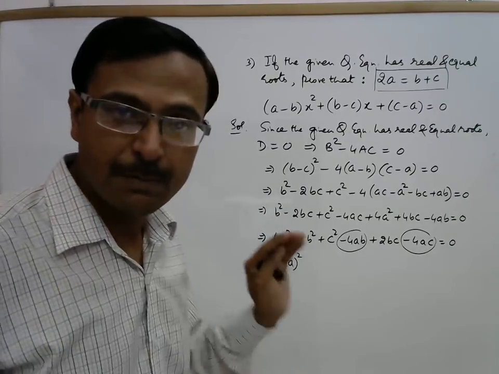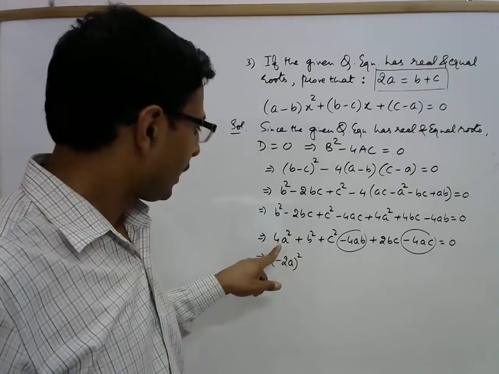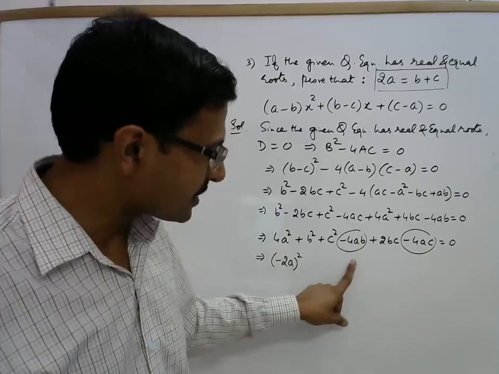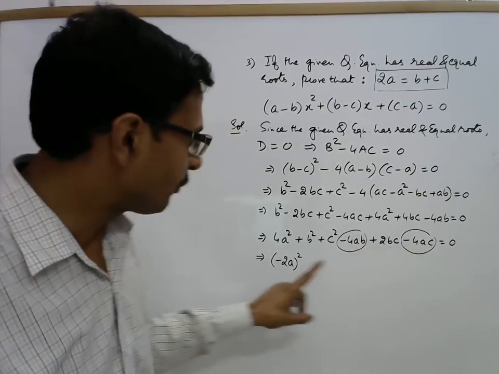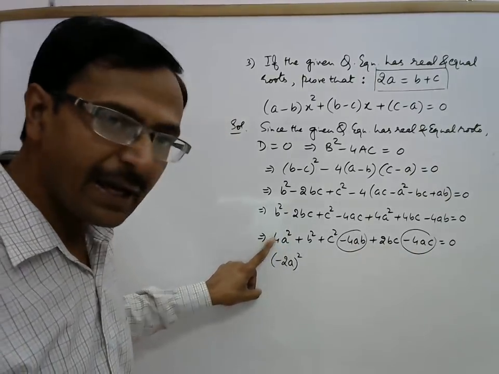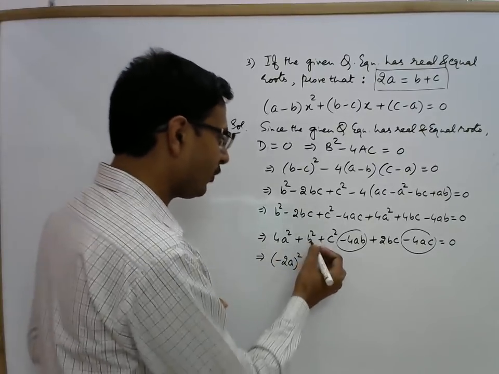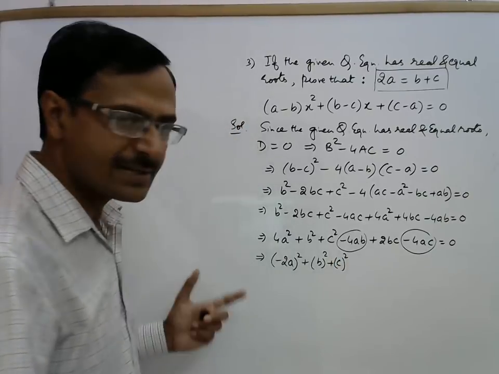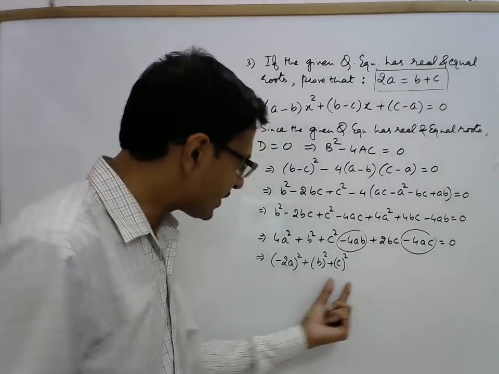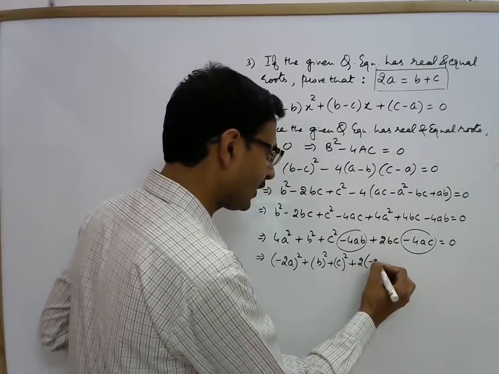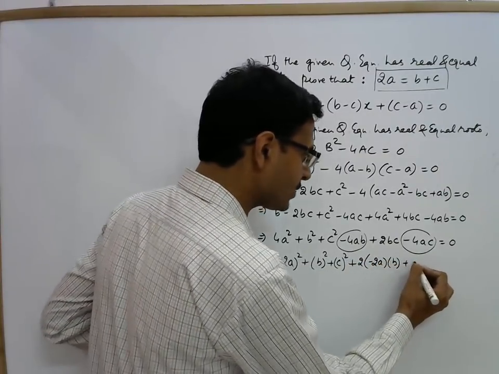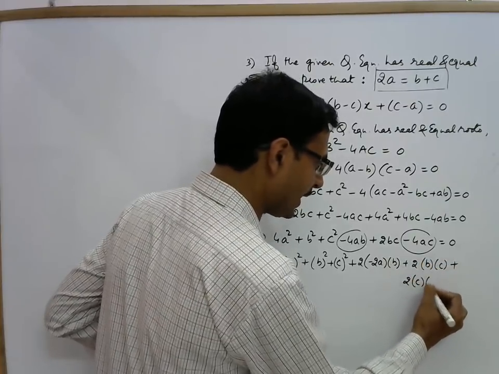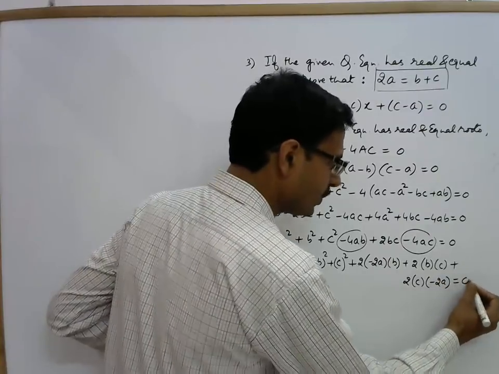This is the identity (a plus b plus c) whole square. So 4a square is to be converted into (2a) whole square, but since in the negative terms a is the common variable, we have to make the term containing a as the negative whole square. And what about the other two, b square and c square? Now we can very easily find this is x square plus y square plus z square plus 2xy plus 2yz and plus 2zx equal to 0.